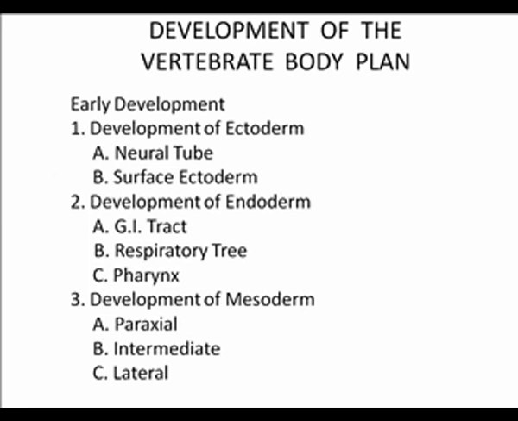As these folds occur, we will see the development of, first of all, the ectoderm. The ectoderm will give rise to the neural tube and the nervous system, as well as the surface ectoderm. We'll then see the development of the endoderm, which will give rise to the epithelium of the GI tract, the respiratory tree, and the pharynx. Finally, we'll discuss the development of the mesoderm and how it can be subdivided into paraaxial mesoderm, intermediate mesoderm, and lateral plate mesoderm.